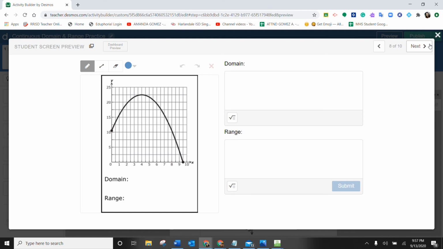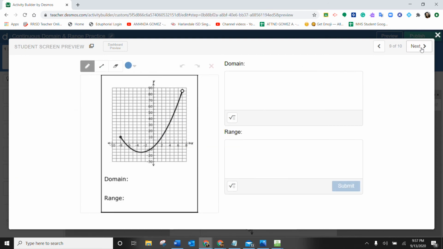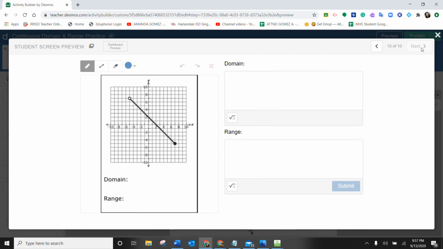And then I have these. So I gave you 3. Here's a quadratic function. I want you to type out here the domain and range. All right. There we go. And that's actually it.